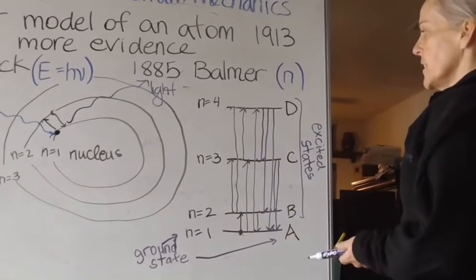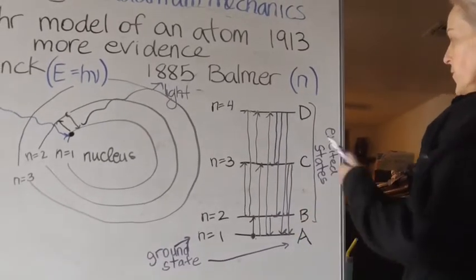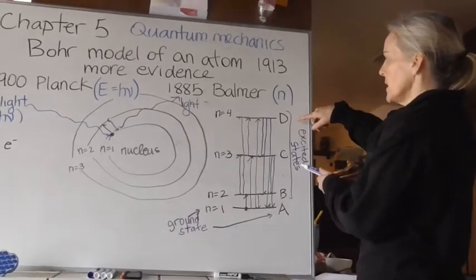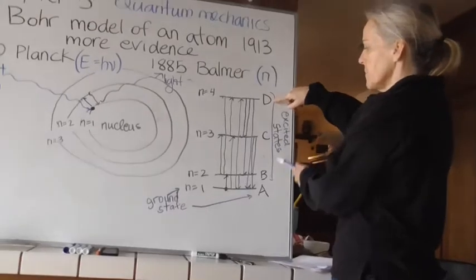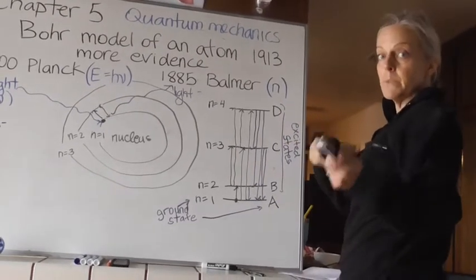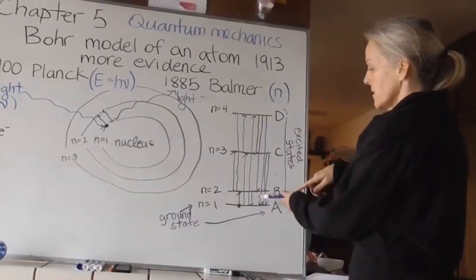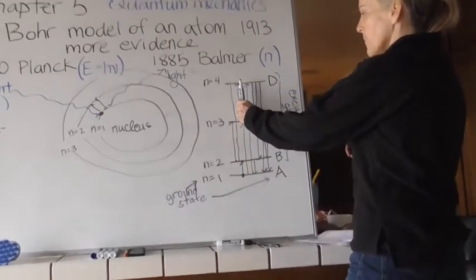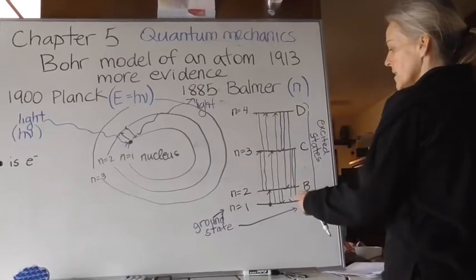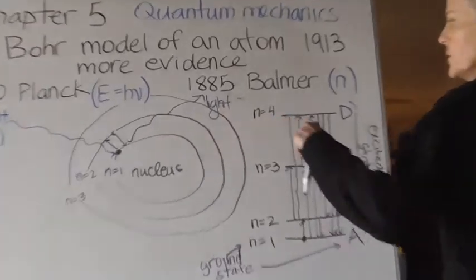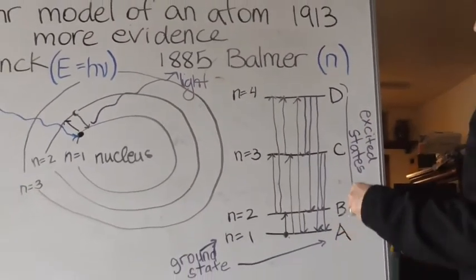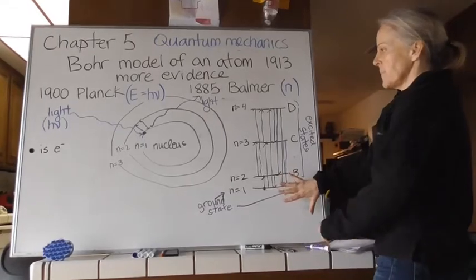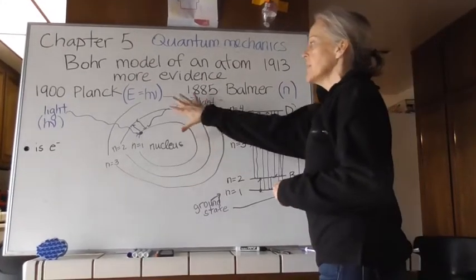When it's emission, they ask for the transitions between different energy levels. So the transitions for emission would be D to C, or D to B, or C to B. If they say absorption, then you go from A to B, or B to C, or A to D. So absorption is up, emission is coming back down. Emission is the one that you would be able to see or detect. So here's why this is what actually happens. This is sort of the crude model of it.